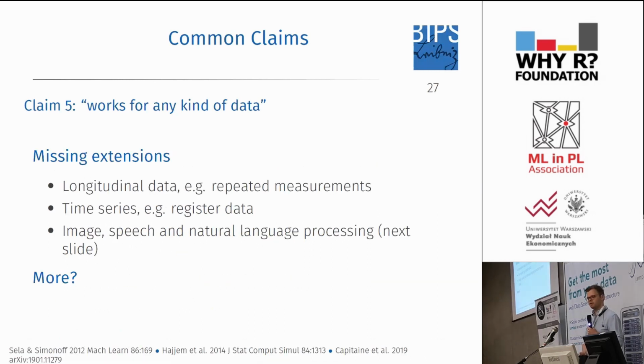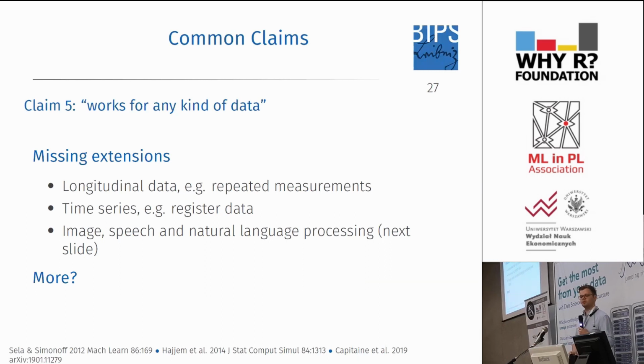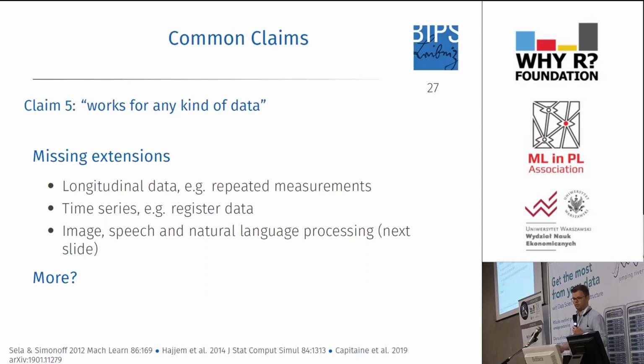I would say some are still missing. For example, longitudinal data, such as repeated measurements or time series. There are some works on that, but I wouldn't say that this is really working so well. And you have the big problem of image, speech, and natural language processing. We'll see more on that on the next slide. And I'm pretty sure that in your daily life you have some examples where the random forest is not working so well for some reason, so some specific kinds of data.